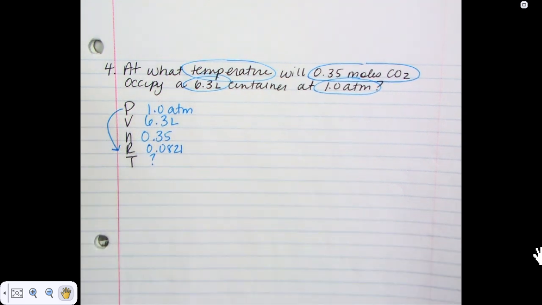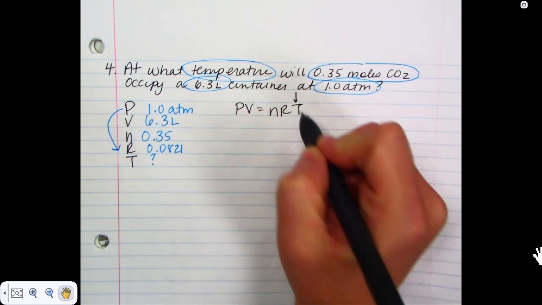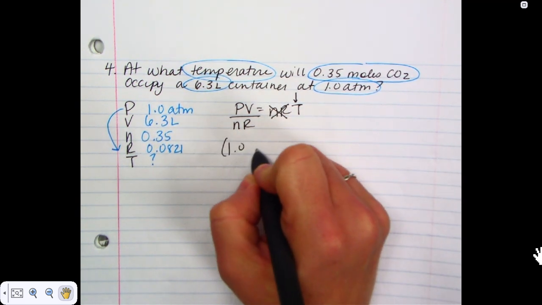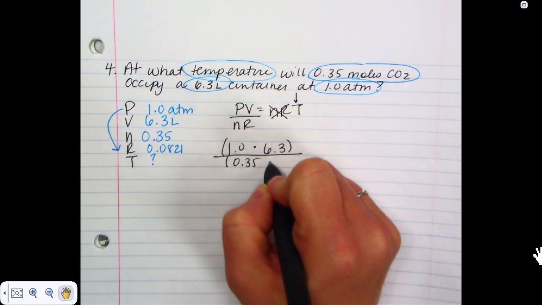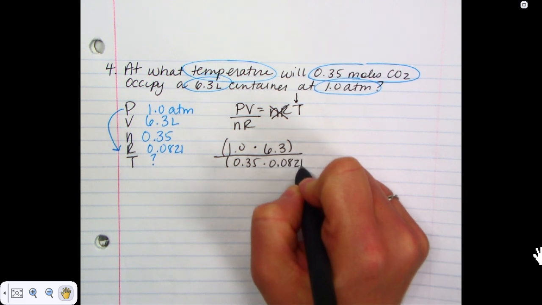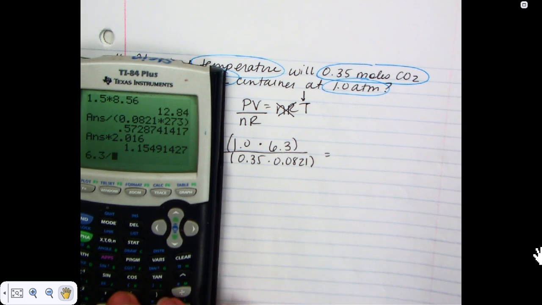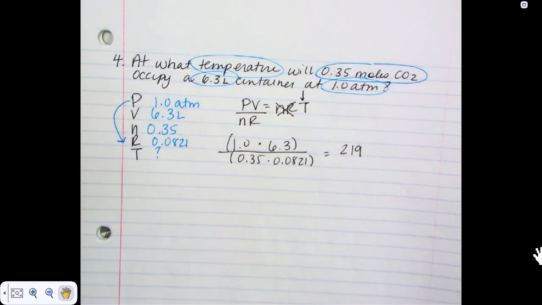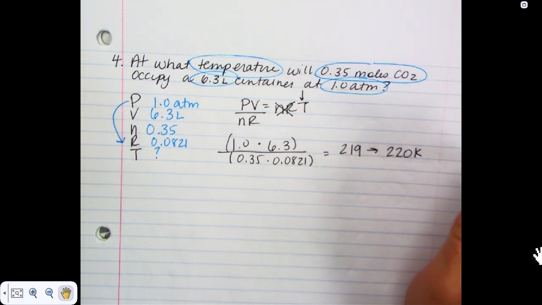0.0821. Go to my equation, PV equals nRT. I'm solving for T, so I'm going to divide this side by nR and plug in 1.0 times 6.3 over 0.35 times 0.0821. And 6.3, I don't need to multiply by 1, divided by 0.35 times 0.0821. 219 and change. When I look at my sig figs, looks like 2. So 220, and remember, this does come out as Kelvin.